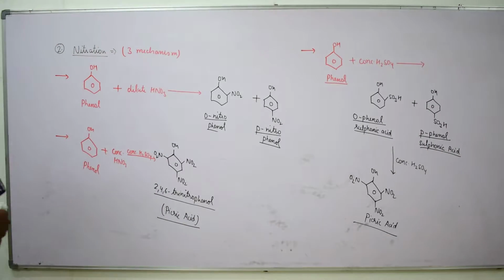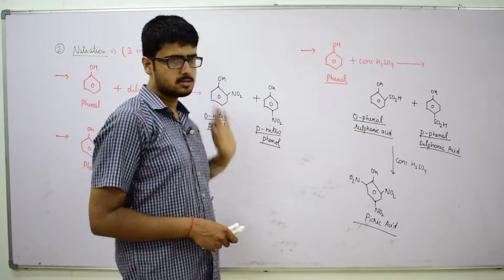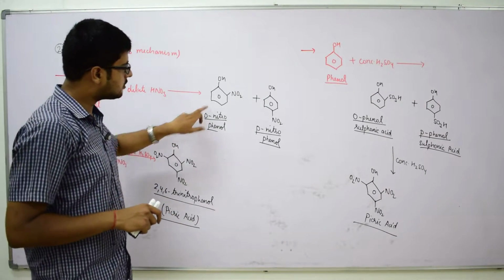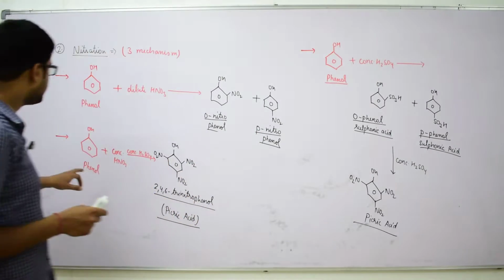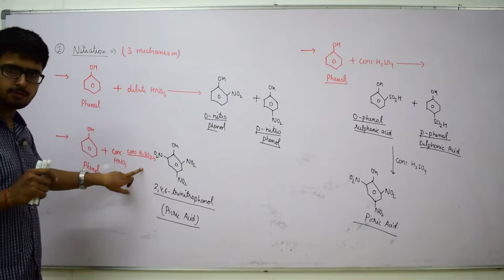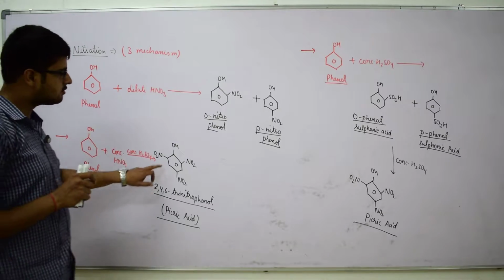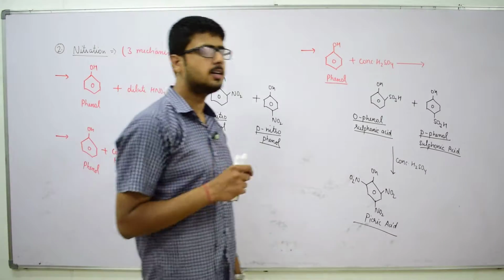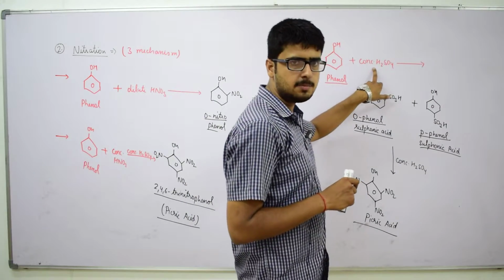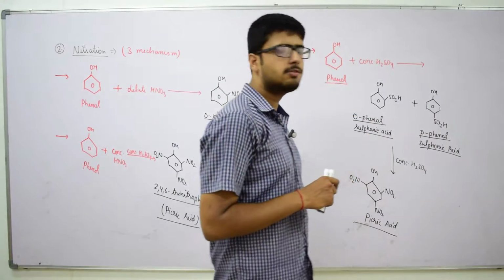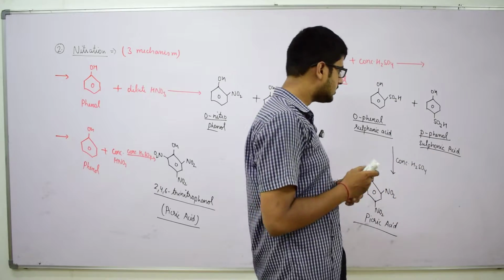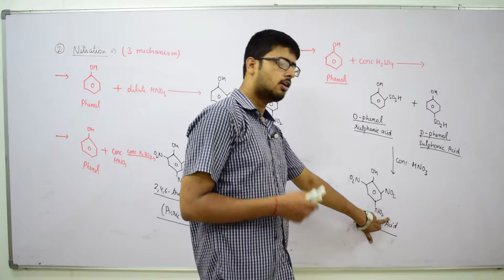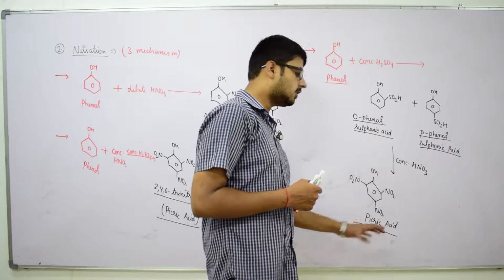So, these are the three mechanisms of nitration of phenols. In the first mechanism, when phenol is treated with dilute nitric acid, it leads to the formation of orthonitrophenol and paranitrophenol. In the second case, when phenol is treated with concentrated nitric acid and concentrated sulfuric acid, then 2,4,6 substitution takes place and leads to 2,4,6 trinitrophenol, commonly called picric acid. And in the third mechanism, when phenol is treated with concentrated sulfuric acid, orthophenol sulfonic acid and paraphenol sulfonic acid are formed, which on further treatment with concentrated nitric acid lead to the formation of picric acid, or 2,4,6 trinitrophenol.